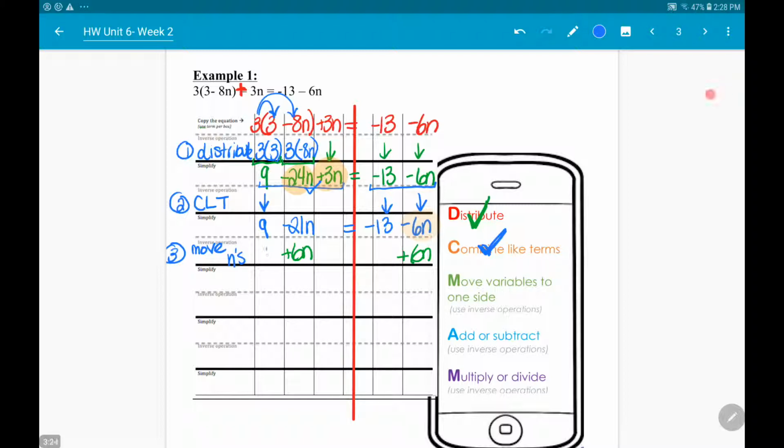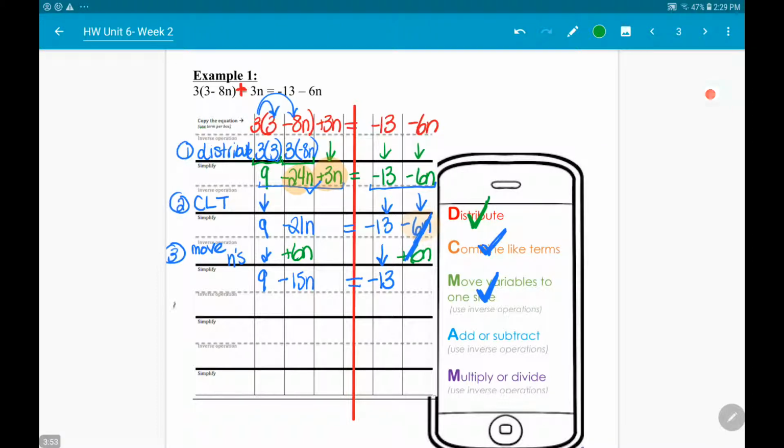Okay, let's simplify. Negative 21 plus 6 is negative 15. Bring down my equals. Bring this down. And then what happens with my two 6n's? They cancel. Alright, that was this step.